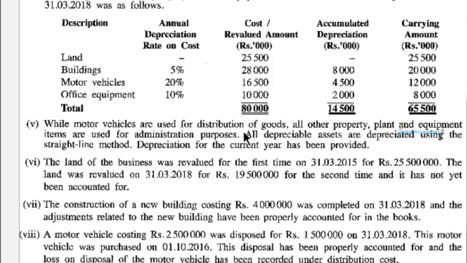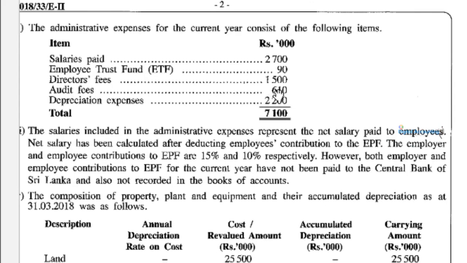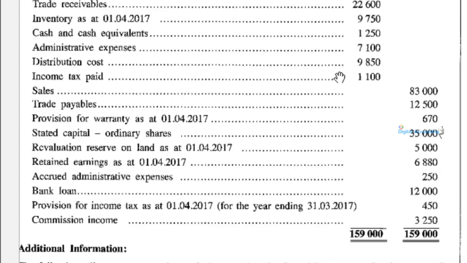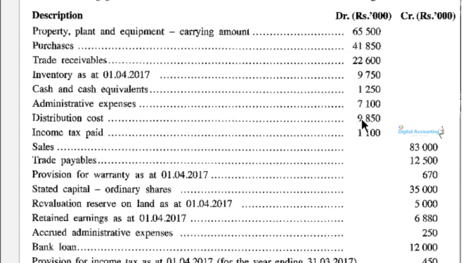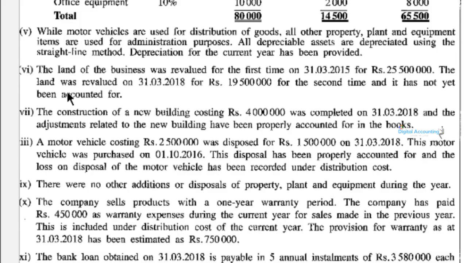In additional information 2, the depreciation expense is 2,200. This depreciation expense should represent the property, plant and equipment except the motor vehicle depreciation charge, because the motor vehicle depreciation charge should be in the distribution expense. That distribution expense is here in the P&L. Distribution cost of 9,850 includes the motor vehicle depreciation expense for the current year portion. Students, remember all property, plant and equipment questions for a company should start from the PPE note. That's the best place to start your PPE.